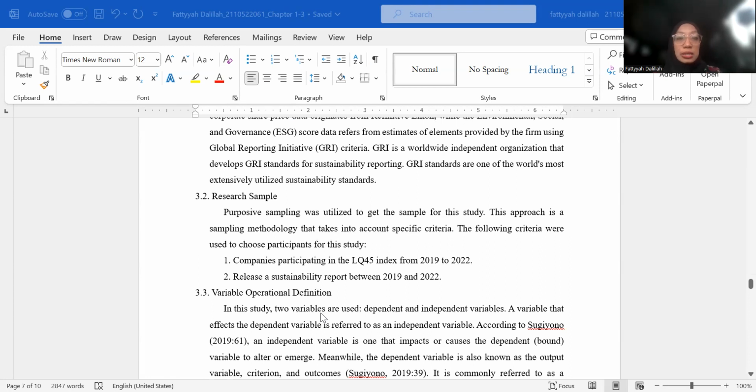And then for the research sample, purposive sampling was utilized to get the sample for this study. This approach is a sampling methodology that takes into account specific criteria, which were used to choose the participants for this study as mentioned. The first one is the companies participating in the LK45 index from 2019 until 2022. And then the second criterion is the release of a sustainability report between 2019 until 2022.